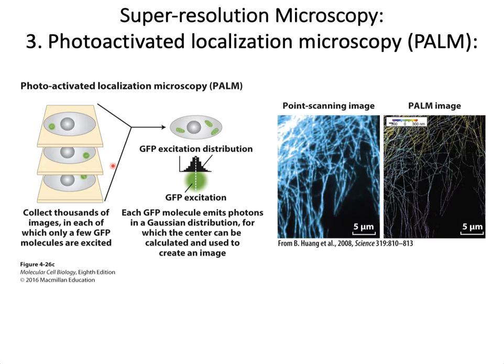So the image is reconstructed digitally, where the optical information from the highest point of the Gaussian distribution curve is retained and all others are cancelled out or deleted. This technique provides a super resolution image, as you can see in a comparison between a point scanning confocal versus a PALM image of the cytoskeletal structures.